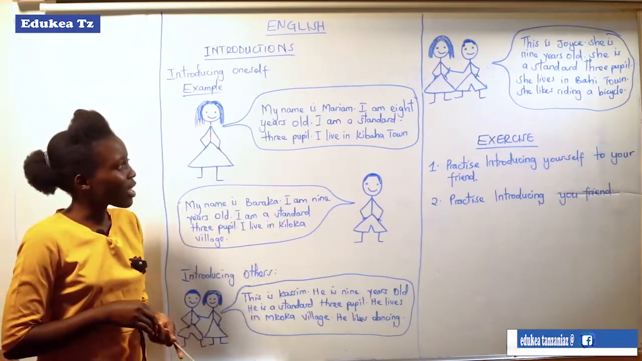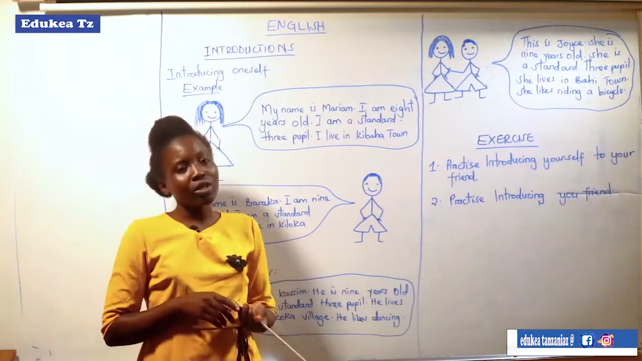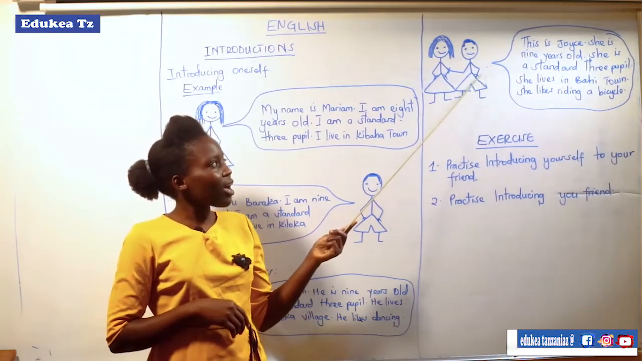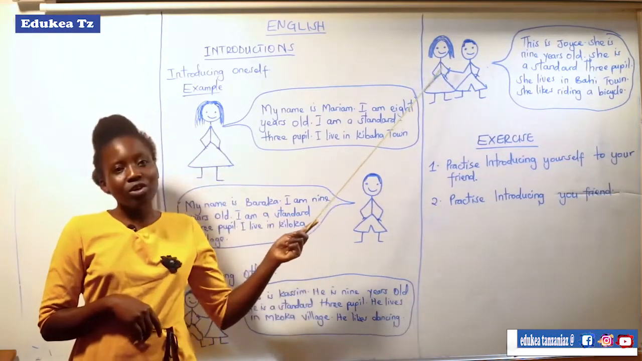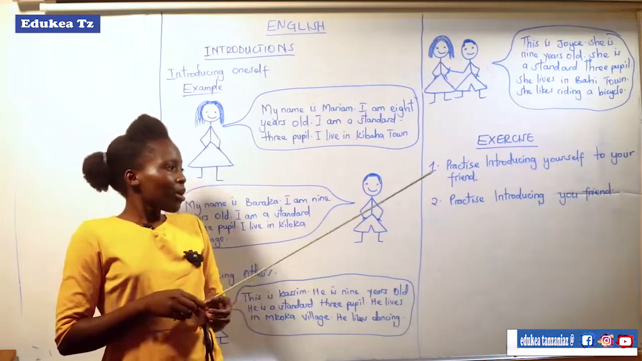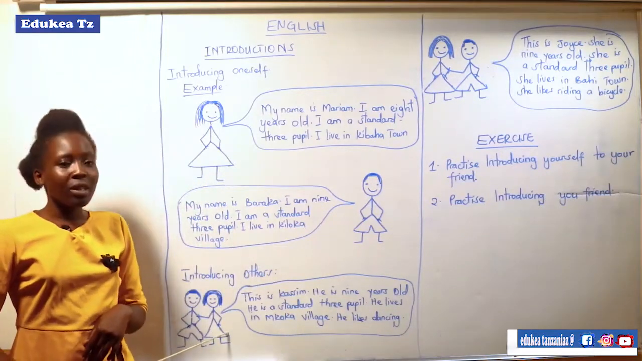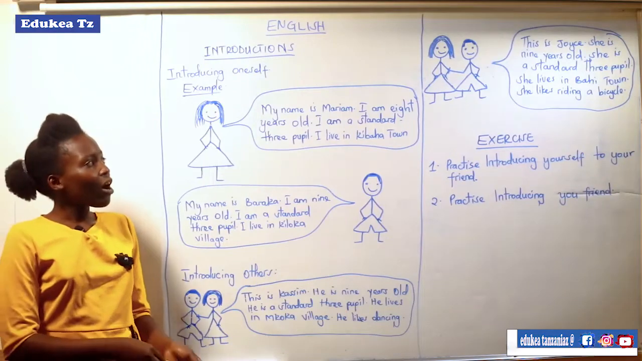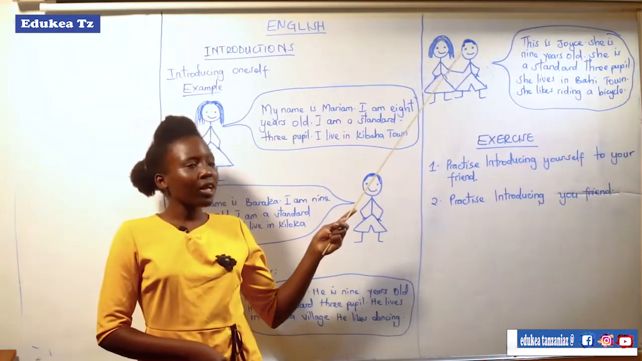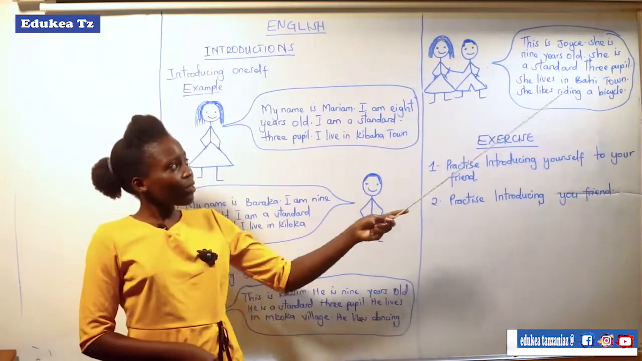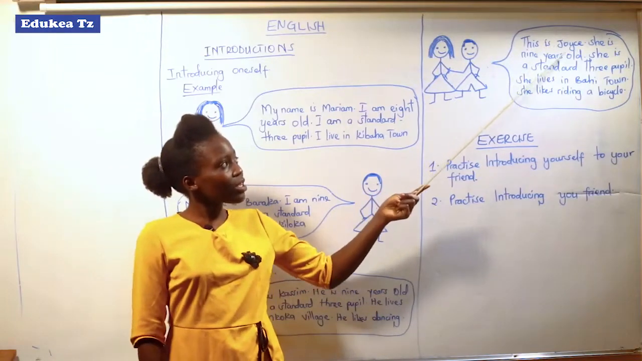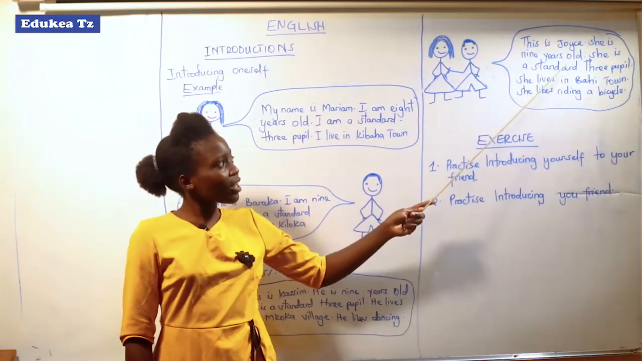We can see the second example here in introducing others. Now we can see here a boy will go directly to introduce the girl. In the previous example, the girl was introducing the boy, and now it is the opposite: the boy is introducing the girl. We start by reading the first sentence. It says that this is Joyce. She is 9 years old.